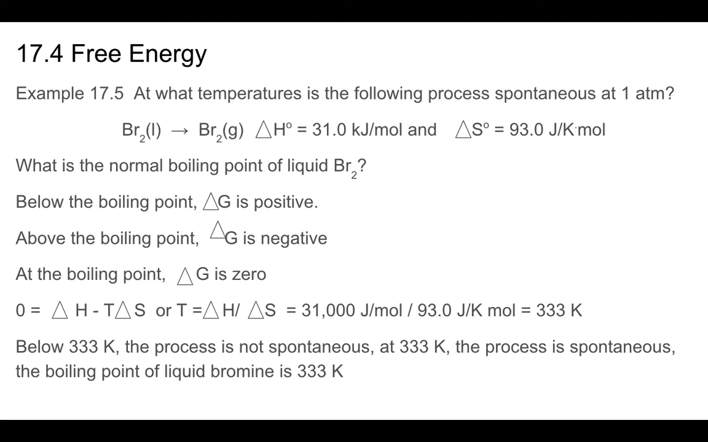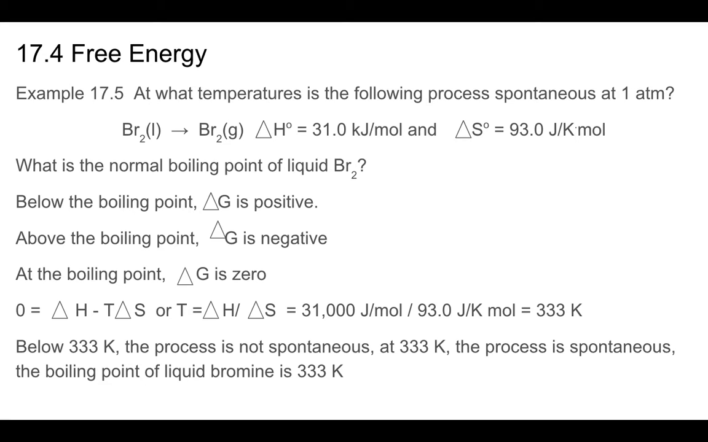Now, because delta S is in joules and delta H is in kilojoules, I'm going to need to convert delta H to joules. So 31 kilojoules is 31,000 joules per mole. Delta S is 93 joules per Kelvin per mole, and the ratio of the two numbers is 333. The joules per mole cancel out, and we have Kelvin as our unit. 333 Kelvin, which would be about 60 degrees Celsius. So below 333, delta G is positive, and the process is not spontaneous.